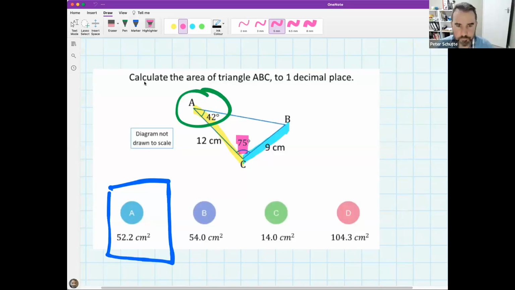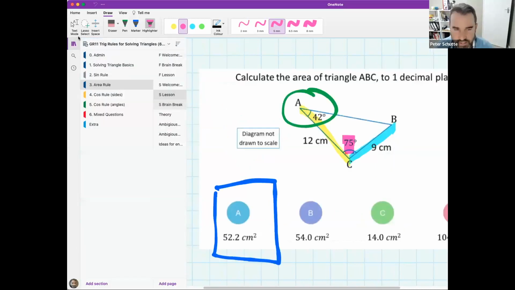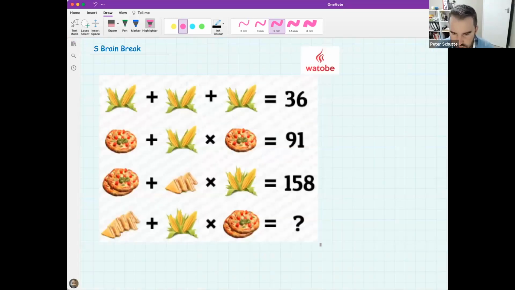So I hope that your eyes had a bit of a break, that you breathed in some fresh oxygen, and that you also felt some blood circulating in your body. Here is today's brain break. See if you can find how much 6 sandwiches plus 3 mealies plus 2 pizzas are equal to. See if the glory can be yours for today.